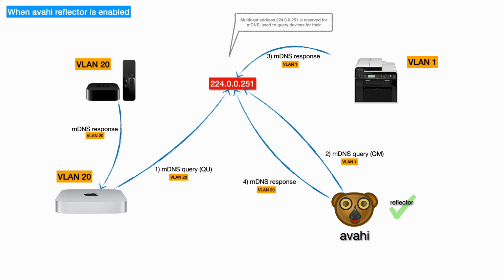And then Avahi will detect this response. Then Avahi will repeat the response, but this time in VLAN 20. Then because the Mac machine is running in VLAN 20, it can detect this VLAN 20 response. So in this way, Avahi helps the two devices to communicate indirectly. So basically Avahi is relaying the traffic, is repeating the traffic, is reflecting the queries.